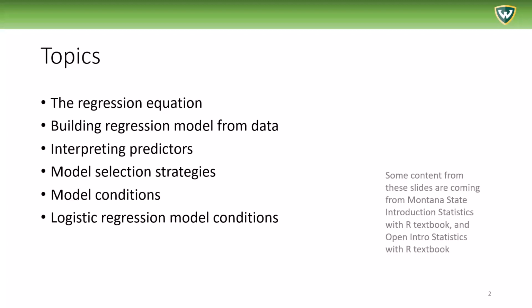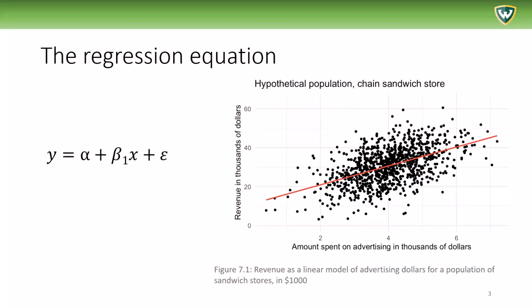What are the model conditions, the assumptions about the models that we need to keep track of to make sure that our models actually make sense and are valid. And then we'll talk about how these apply to logistic regression more specifically. So let's recall what the regression equation is.